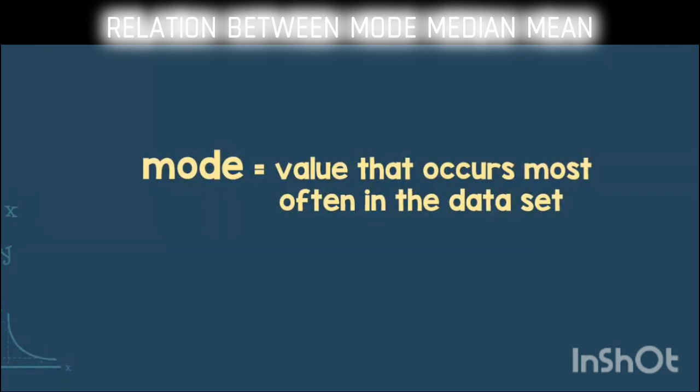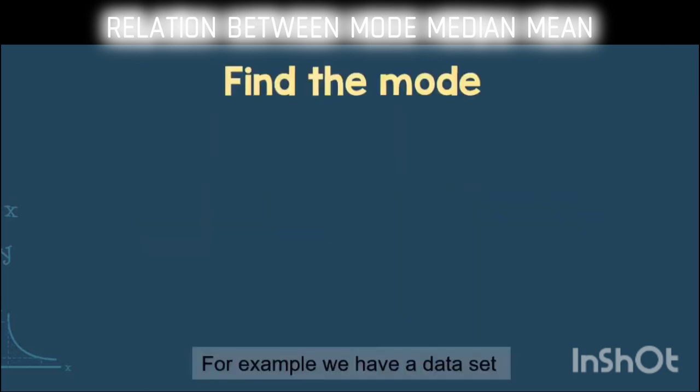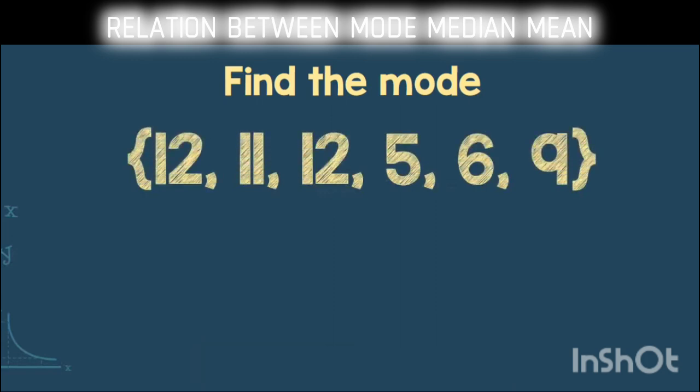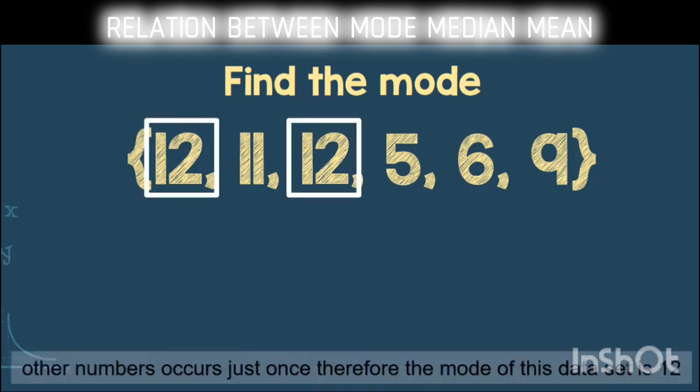Mode is the value that occurs most often in the data set. So if there are no repeating values present in the data set, then there is no mode in that data set. For example, we have a data set 12, 11, 12, 5, 6, 9. As we can see, the number 12 occurs twice and all other numbers occur just once. Therefore, the mode of this dataset is 12.